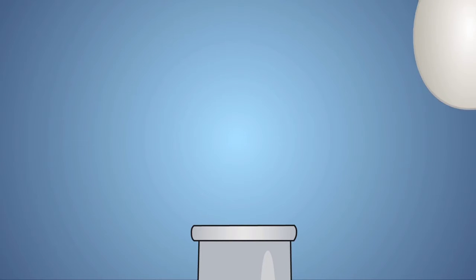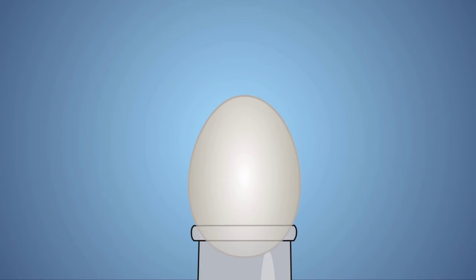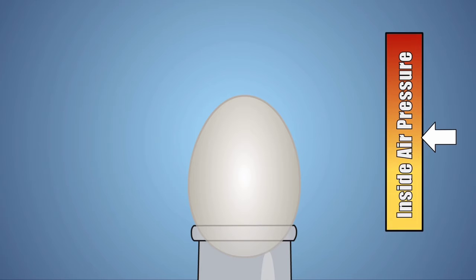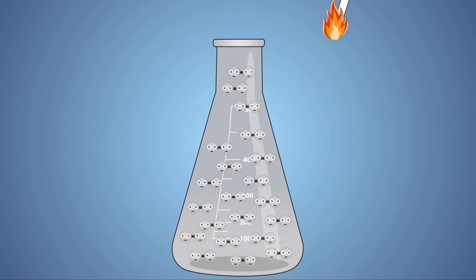normally, when you place an egg on the top of the bottle, it won't fit through the bottle's opening because the egg's diameter is larger than the opening of the bottle. Since the pressure inside and outside of the bottle are the same, the only force that pushes the egg into the bottle is gravity, but gravity isn't strong enough. Our bottle is full of air molecules.